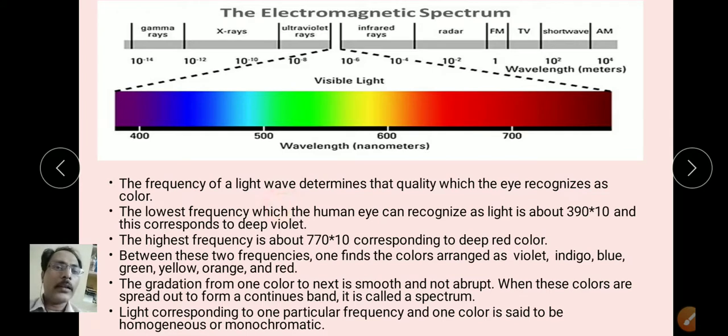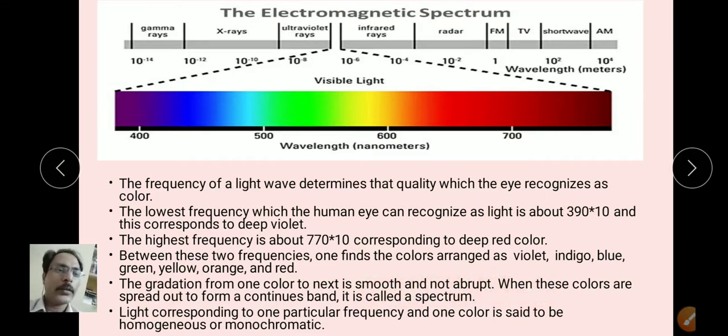So you can see in here, the highest frequency is 770 into 10 raised to 12, corresponding to 10 raised to 10 nanometers, corresponding to the deep red color. Between these two frequencies, we are going to get the color arrangement, that is violet, indigo, blue, green, yellow, orange and red, VIBGYOR. The gradation from one color to the next is smooth and not abrupt.